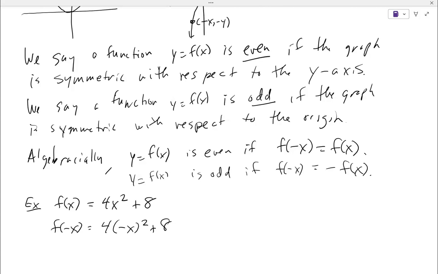If I simplify this, when you square a negative, what happens to the negative? Yeah, it disappears. It makes it positive, right? Is what I have here exactly what we started off with? Literally the same function. Is it the same function? Yeah. So this is even. Good.